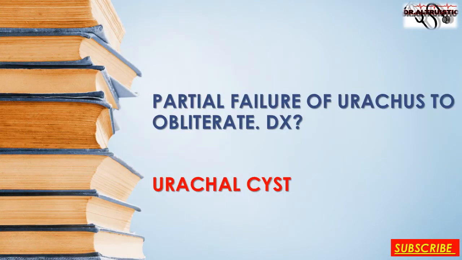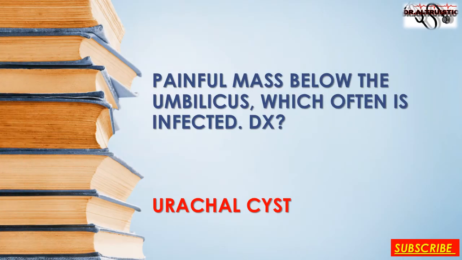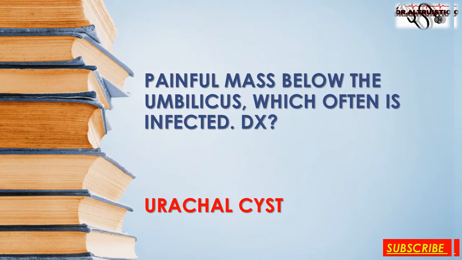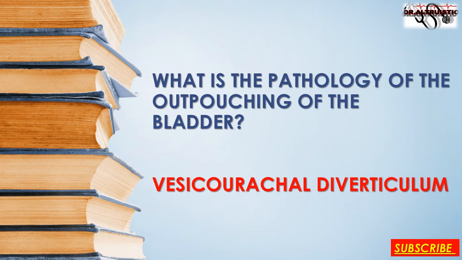Partial failure of urachus to obliterate. Diagnosis: urachal cyst. What is the urachal cyst? Fluid-filled cavity lined with uroepithelium, between umbilicus and bladder. Painful mass below the umbilicus, which often is infected. Diagnosis: urachal cyst. Slight failure of urachus to obliterate. Diagnosis: vesicourachal diverticulum. What is the pathology of the outpouching of the bladder? Vesicourachal diverticulum.